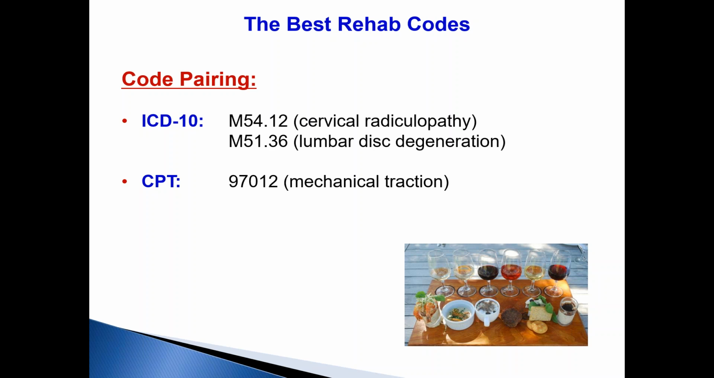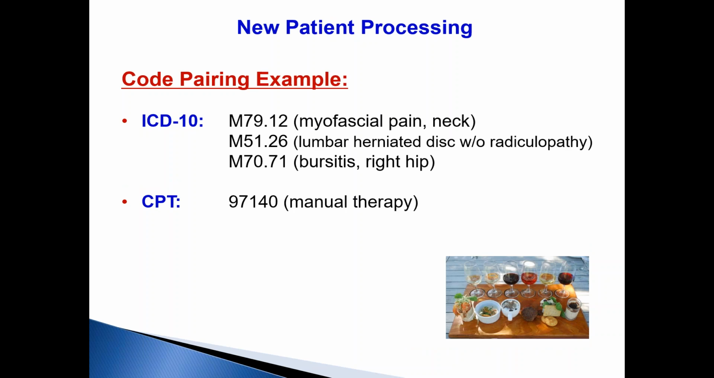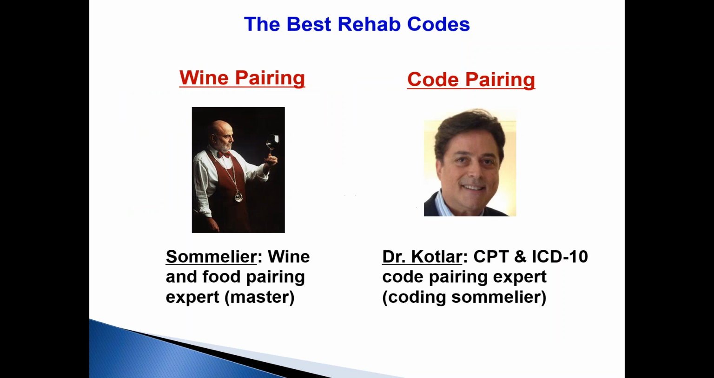For example, patient comes in with cervical radiculopathy. That pairs beautifully with mechanical traction. Patient comes in with myofascial pain in the cervical region. Well, that pairs fantastically well with myofascial release, 97140, you see? So I consider myself a coding sommelier. It's a French word. I don't even know if I'm pronouncing it right. Sommelier.